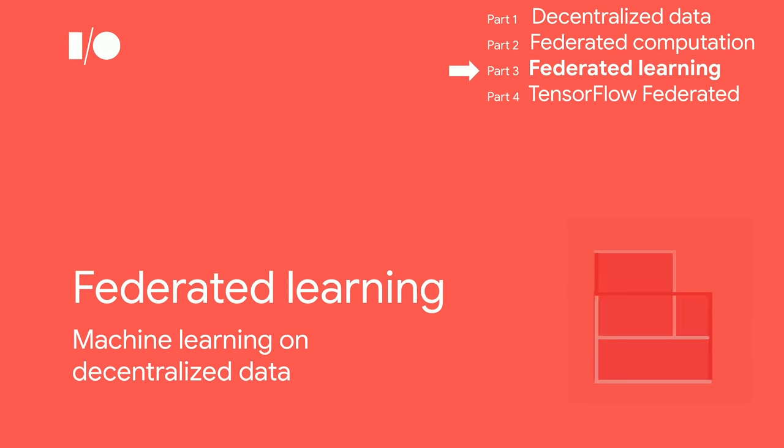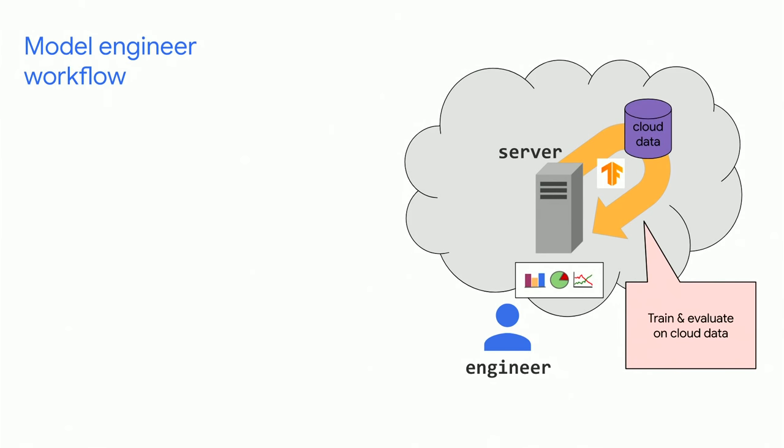So we showed you what you can do with federated computation, but what about the much more complex workflows associated with federated learning? Before we jump into federated learning, let's look at the typical workflow a model engineer who's performing machine learning would go through. Typically, they'll have some data in the cloud where they'll start training and evaluation jobs, potentially in grids to experiment with different hyperparameters, and they'll monitor how well these different jobs are performing. They'll end up with a model that will be a good fit for the distribution of cloud data that's available.